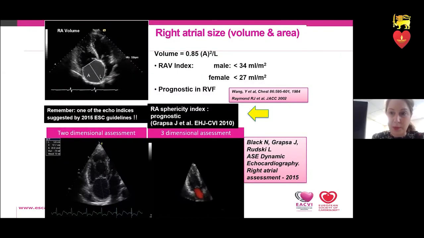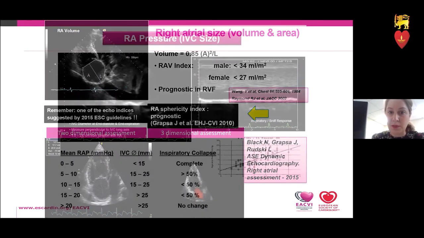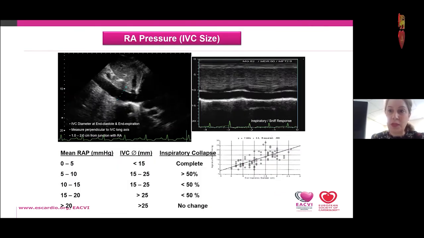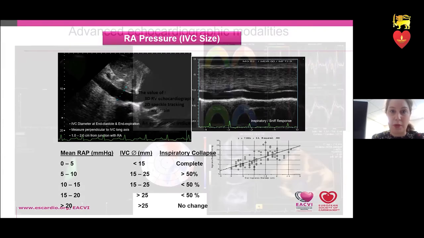Actually, we wrote the chamber quantification paper for ASC dynamic echocardiography on right atrial assessment, and we have volume, 2D assessment, and 3D assessment. But also, especially for patients that are intubated, remember about the IVC. Sometimes they will ask you to assess the IVC size and the RA pressure, and you cannot do this when a patient is intubated in ICU. But this is the rough assessment of the IVC diameter and how it changes during respiration. So this is also one of the first steps of echocardiography.